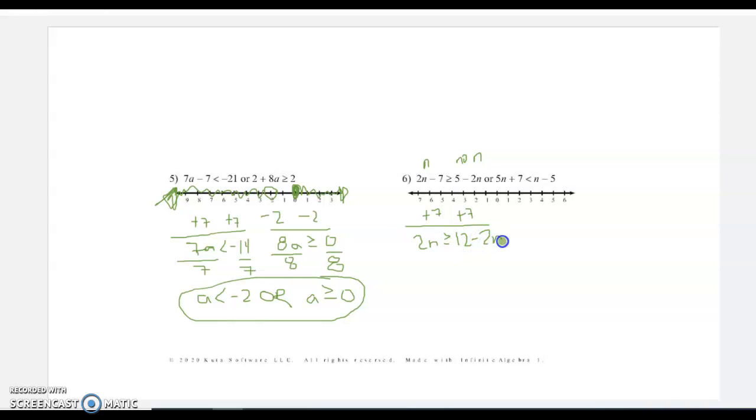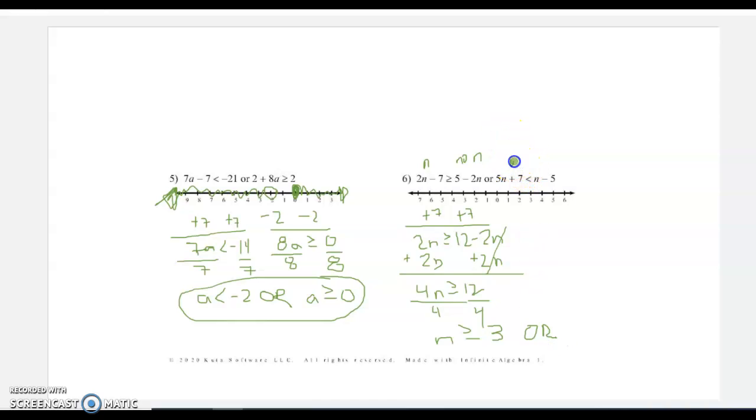So my n side looks good, but on my no n side over here, I got to move the minus 2n by adding 2n. So I add 2n on the right, I got to add 2n on the left. So 2n plus 2n is 4n, which is greater than or equal to 12. So when I divide that by 4, n is greater than or equal to 3. Or I got to solve the other one.